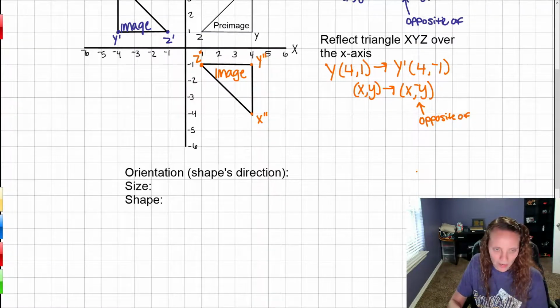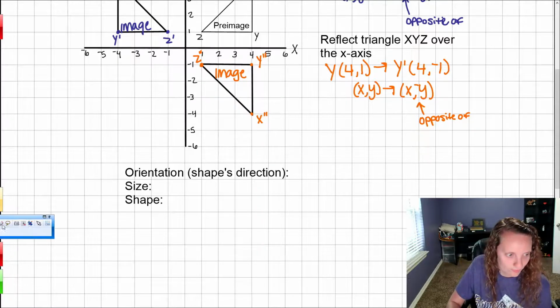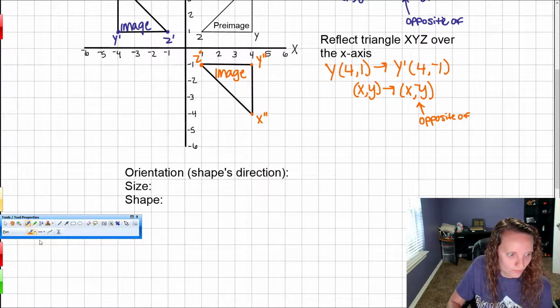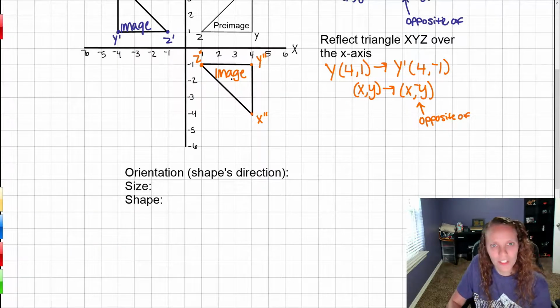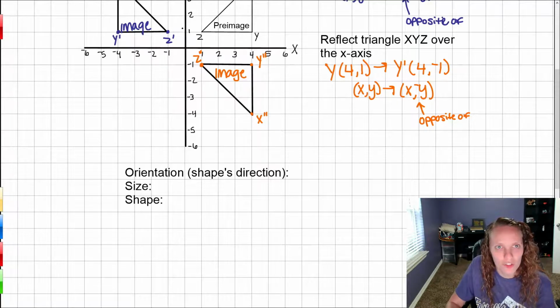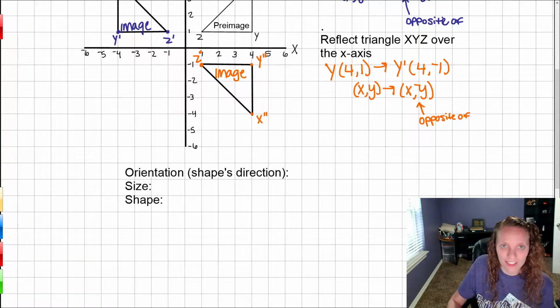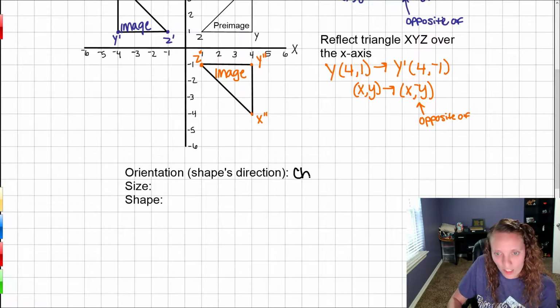Alright, let's talk about the orientation, the size, and the shape. So the orientation, remember, is the shape's direction. And so did the shape change directions when it was flipped or reflected? And yes, it did. It's not facing the same direction anymore either time. Like for the reflection over the x-axis, it went upside down. And then the reflection over the y-axis, it ended up facing a different direction as well. So this did change.